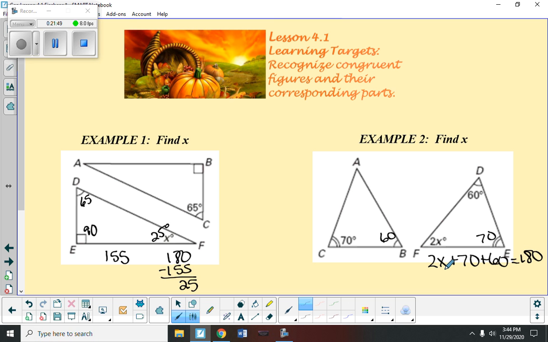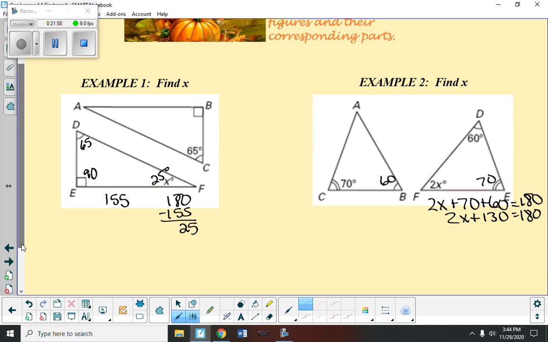And then remember, we always combine like terms. So that's 130 equals 180. Subtract 130. And then divide by 2. So x equals 25. So that's one way of doing it.